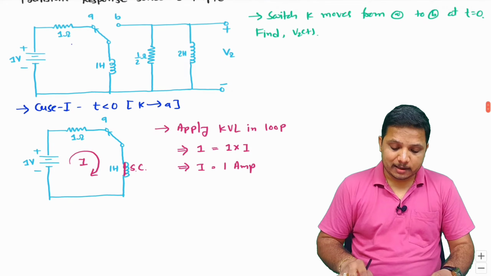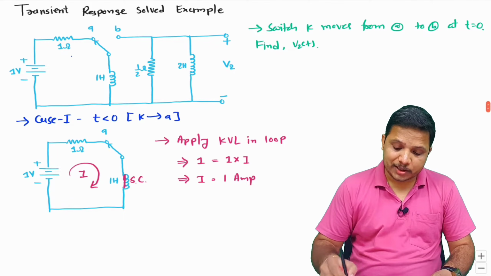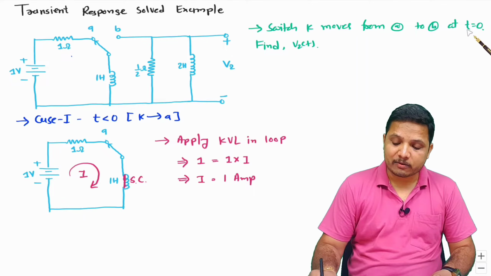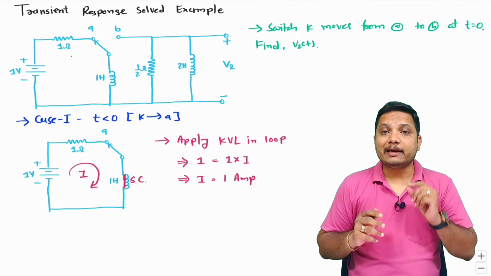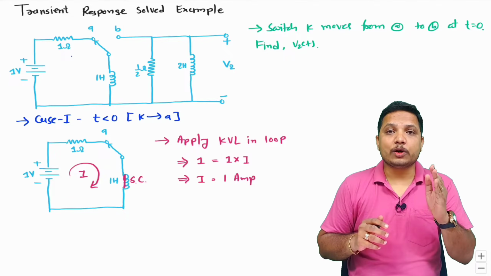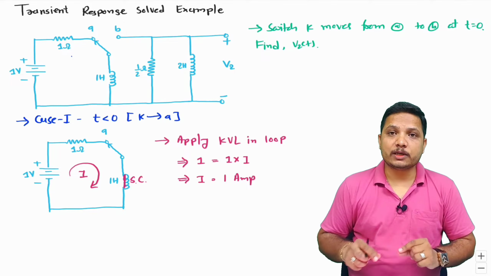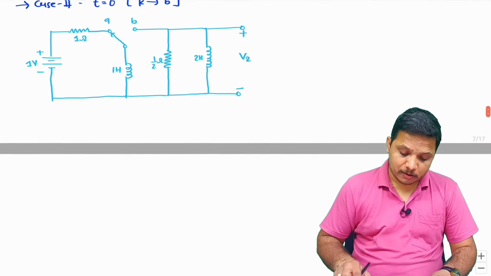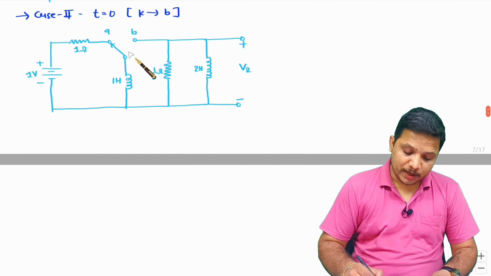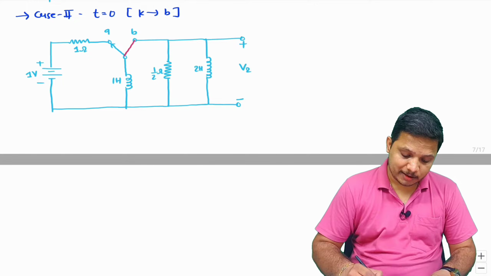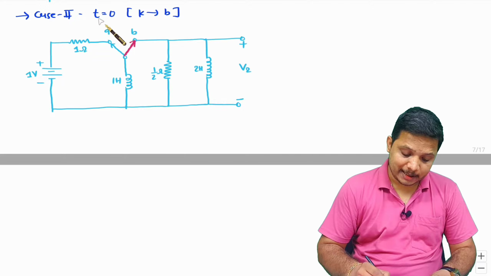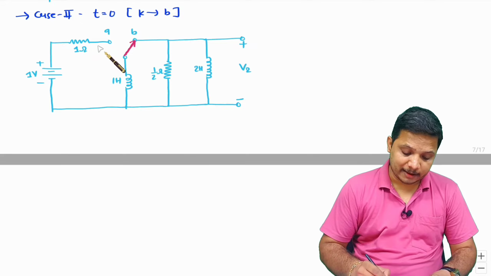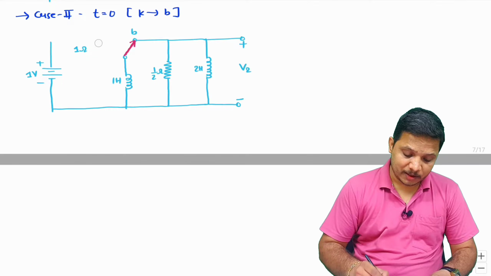Now, if you see the question, it has been explained that the switch moves from location A to location B at t equals 0. So let us consider the second case, where the switch is at location B at t equals 0. At t equals 0, the switch moves to this location, so you will observe this connection get open circuited. So I need to remove this connection. Let me remove it.